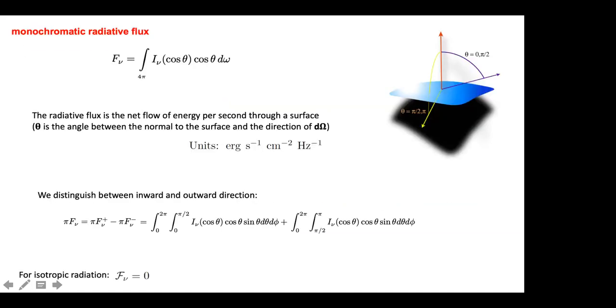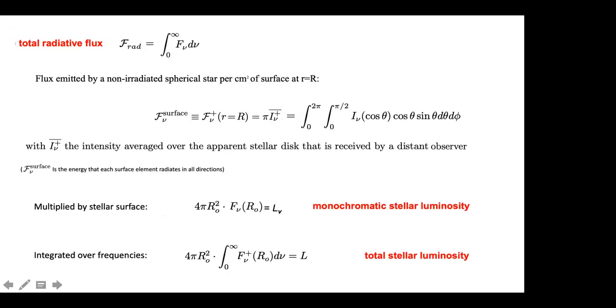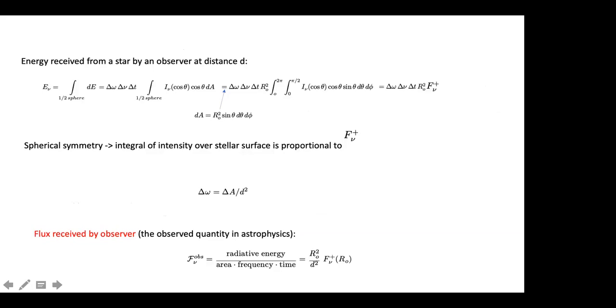The flux per surface area does not depend on distance. When you integrate on the whole star, it depends on the radius, but not the distance. But if you consider here the flux received by the observer, of course, this depends on the distance. In particular, it decreases as the square of the distance. And this is very well known. I'm pretty sure you already know.